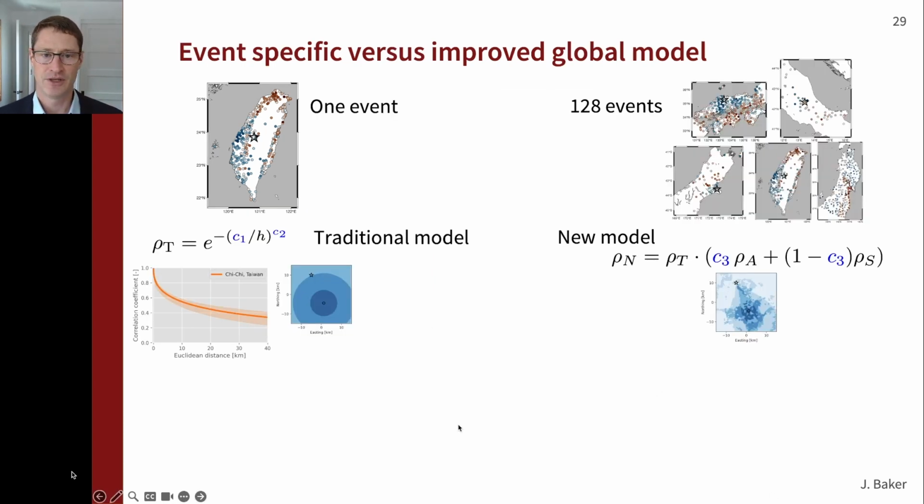Okay, so we then do this in a couple ways. We've got the one event, and we can fit that traditional model to the data from just that event and do this evaluation like I just talked about. Alternatively, we're going to take 128 earthquake events from all over the world, and these are earthquake events that have a relatively large number of recordings so that we can try to estimate these correlations out of them. We're going to take all 128 events, pool them into a single data set, and estimate this new model that's got the extra 2 predictor values out of it. And then we're going to evaluate the goodness of that model on one specific earthquake event.